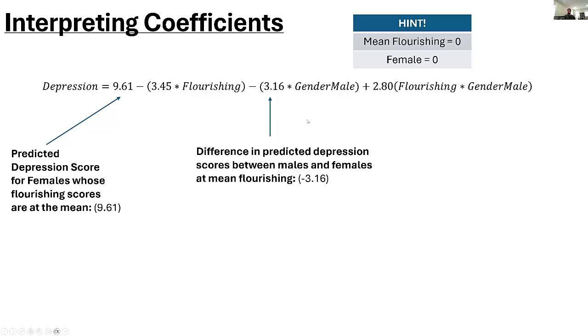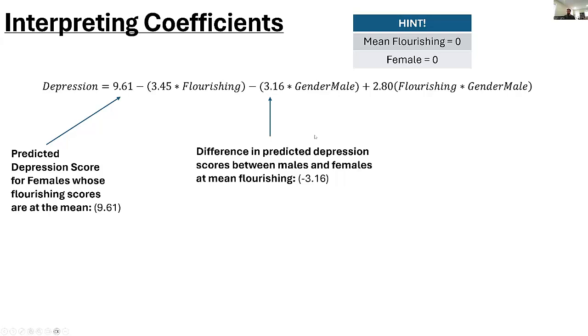We're going to go to the gender male coefficient. Again, 0 is female, the reference group, and 1 is male. So you've got to make sure you really know which is which here. This is the difference in predicted depression scores between males and females in the sample at the mean flourishing. So that's negative 3.16.